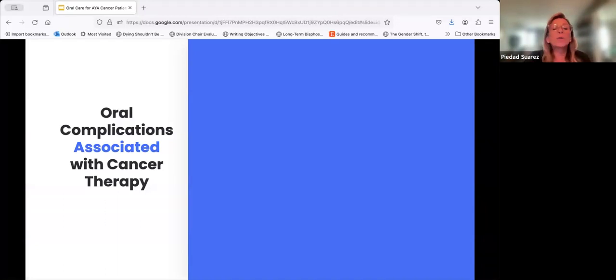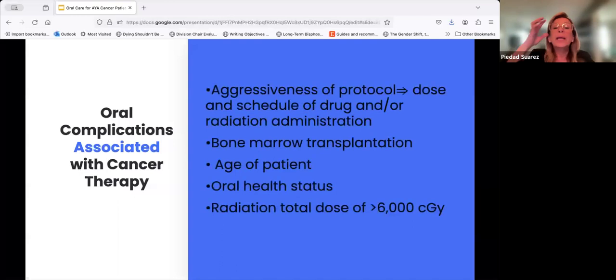So we are going to talk about the oral complications that are also associated with the cancer therapy. This is going to depend on the aggressiveness or the protocol that you are having, the location, and the schedule of the drugs that you are going to take, and also the radiation administration. If you are having bone marrow transplantation, the age, the oral health status, and that's why it's important that we solve all the issues that you may have, and the radiation dose if it's over 6,000 centigrays.